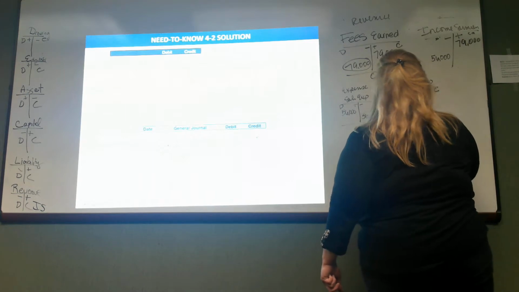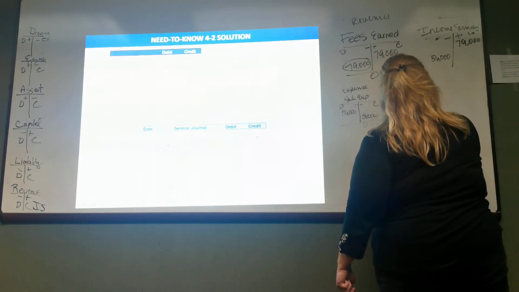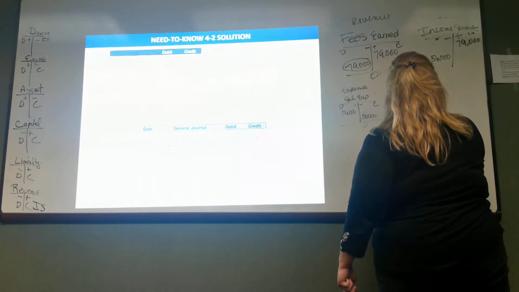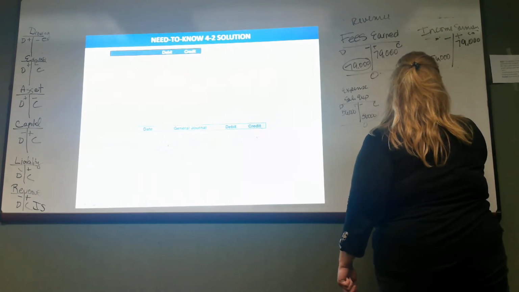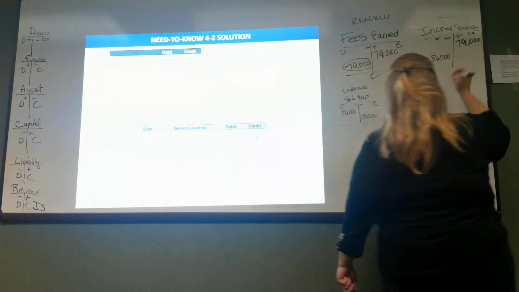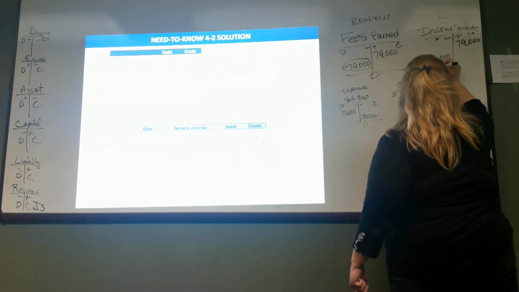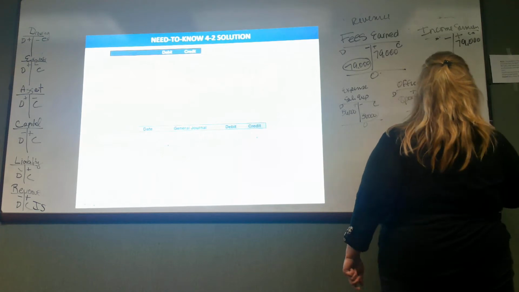Credit. So our office expense was a debit of 8,000. And we want to credit our account 8,000. So we're going to make that a debit on our income summary of 8,000. Yep, so your debits equal your credits.